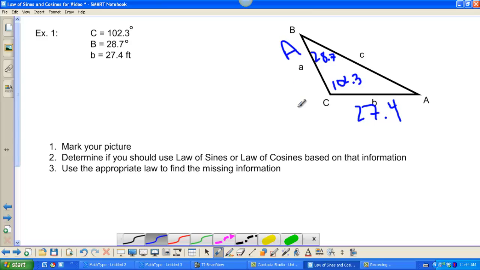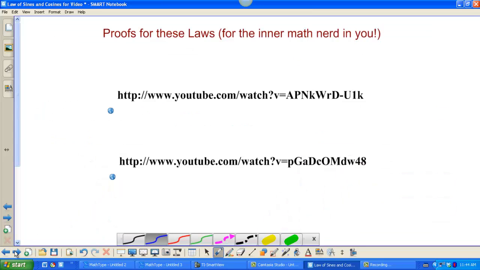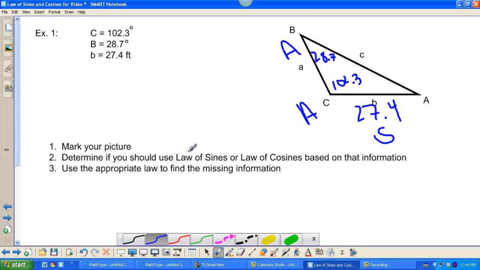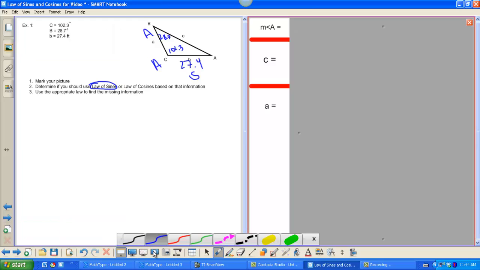So when I look at that information, I am given an angle, an angle, and a side. If I refer back, this tells me I have angle, angle, side, so this is going to be a law of sines problem. What I need to do now is find the missing information. The missing information I need to find is the measure of angle A, side C, and little a, side A.